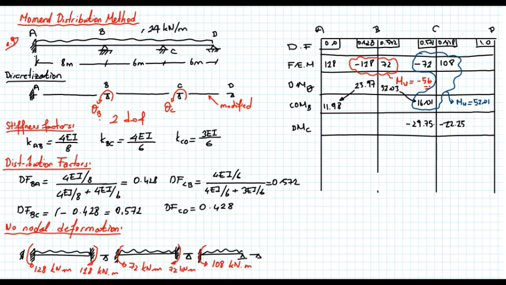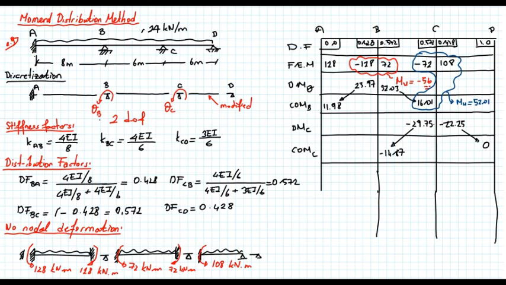Since there is a rotation at C, there will be carryover moments. So half will go to node B. So minus 14.87. And we don't have any carryover moment to node D because it's a pin support. So this is the carryover moment due to rotation at C. Now, as you see, C is now in equilibrium, but due to the carryover moment, this 14.87, this time node B is not in equilibrium.